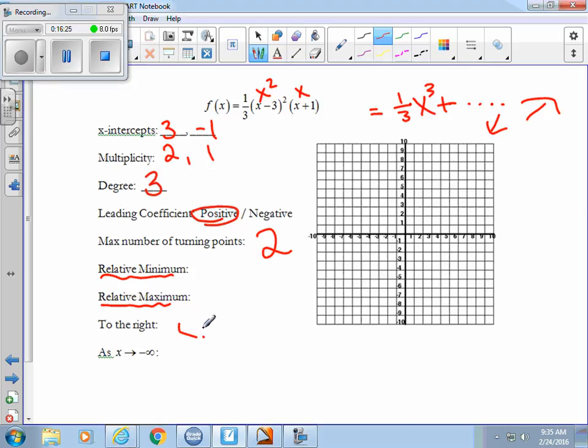With the way they asked that question, I'm going to answer it with the same kind of answer. If they say, what am I doing to the right? I'm going to say going up. But then I'm going to answer this one with the same kind of answer. They're asking me this question. They say, as x goes to negative infinity, what's another word for that? To the left. So what's happening as I go to the left? I'm going down. If I want to answer that the same way they asked it, I'm going to say y is going to negative infinity.